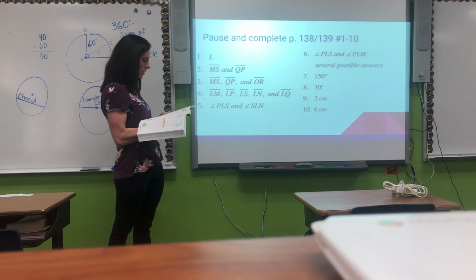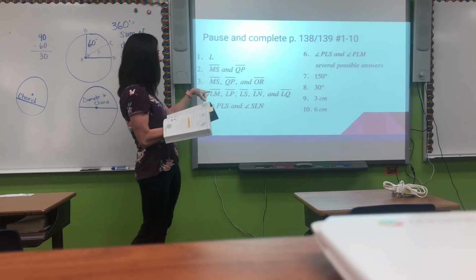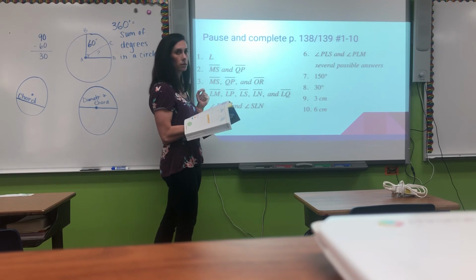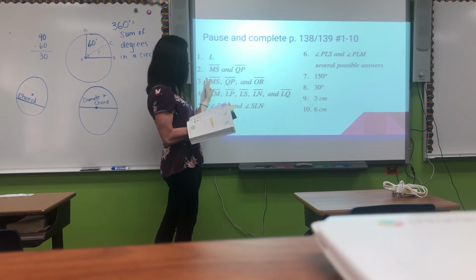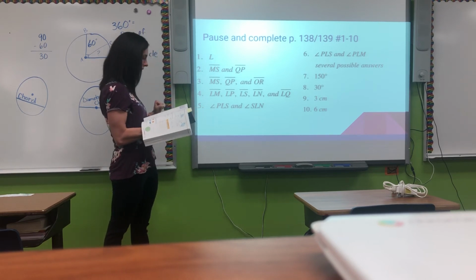On number 3, 3 chords. Now there's actually, oh, no, there was only 4 on there. Only 3 on there. So MS, QP, and OR, okay? And again, you can flip those letters. So those are the 3 chords.